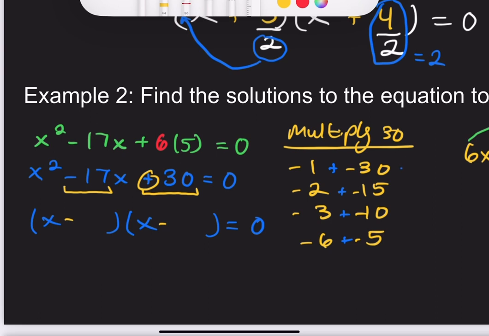Negative 1 plus negative 30 is negative 31. Negative 2 plus negative 15 is negative 17. Negative 3 plus negative 10 is negative 13. Negative 6 plus negative 5 is negative 11. Do we see which pair works? Yes, we do. Negative 2 plus negative 15. So minus 2, minus 15.